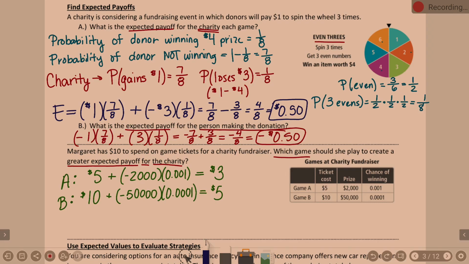Now, the question is, which game should she play to create a greater expected payoff for the charity? B. Now, there's one catch we have to take into account. What did the problem start off telling us about Margaret? $10. It specifically said she has $10 to spend. Oh, she can play A. She can play 2 games. And then she can get $6.